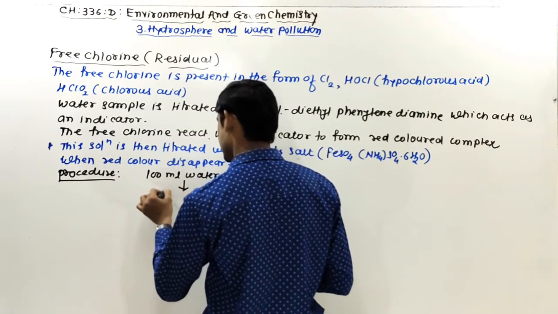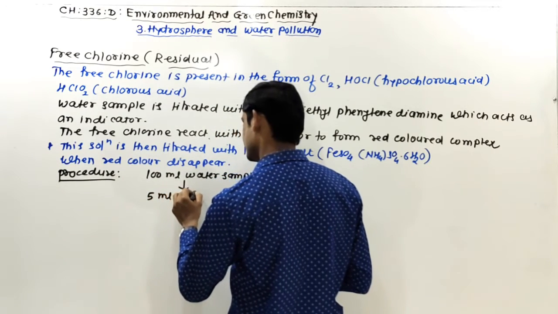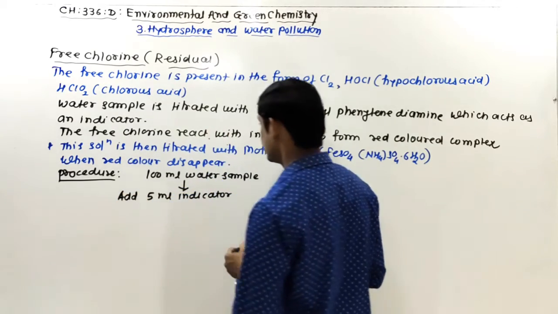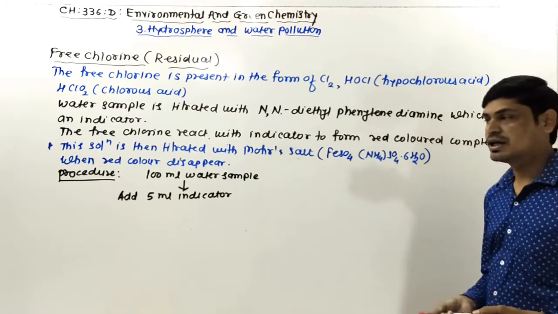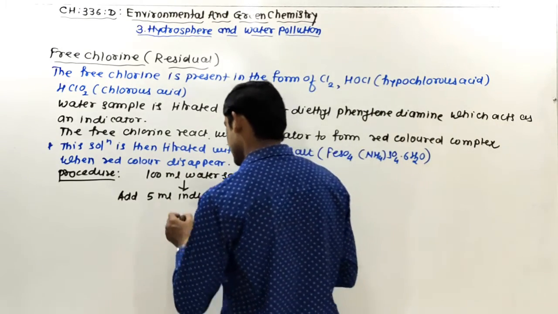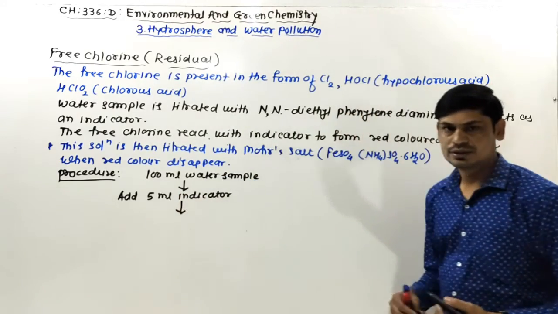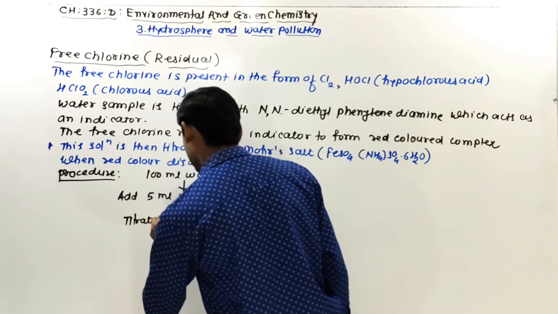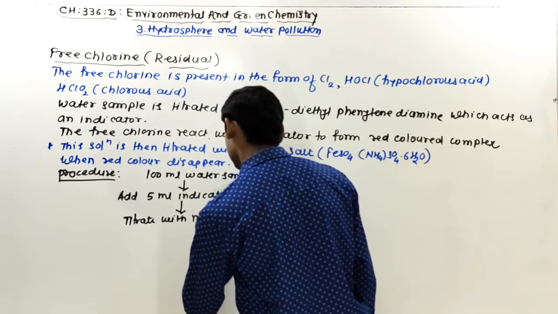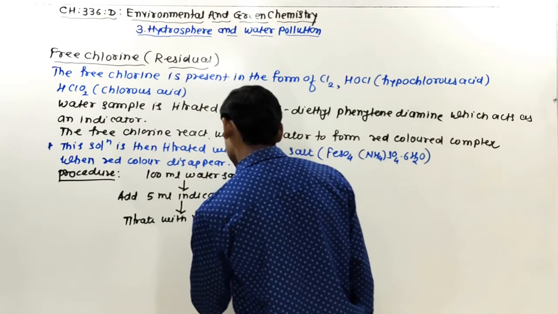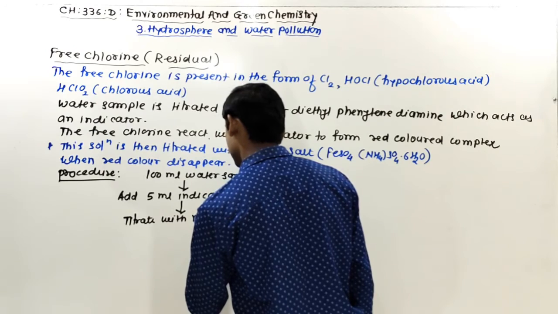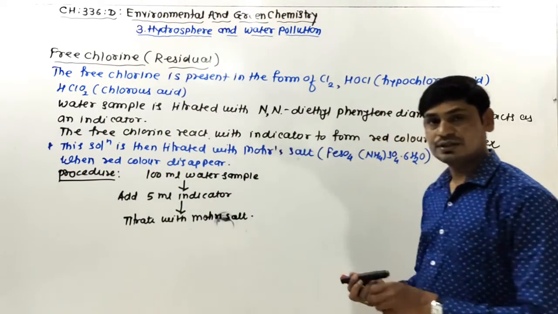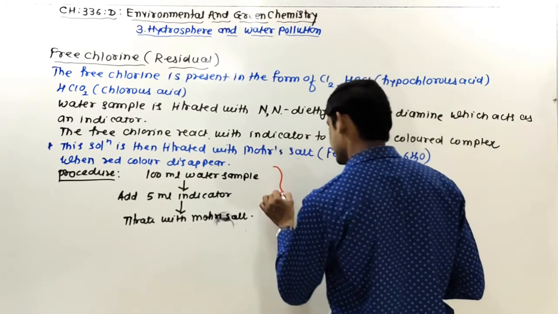In this water sample, add 5 ml indicator. Which indicator? N,N-diethyl phenylenediamine indicator. A red colored solution will be obtained and titrate with Mohr's salt. What will be the end point? Red to colorless.